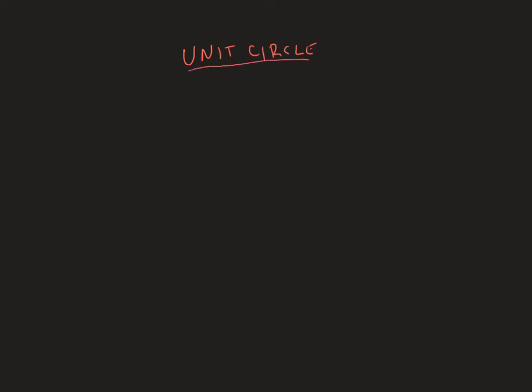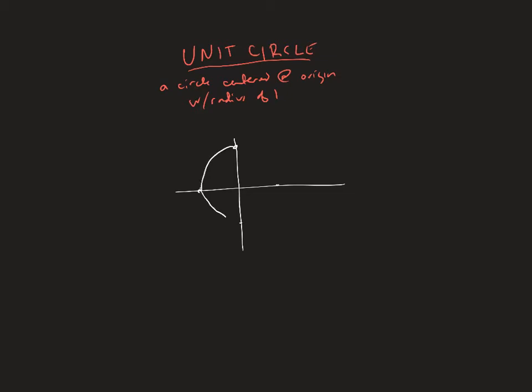All right, so let's talk about something called a unit circle. A unit circle is basically a circle centered at the origin and with a radius of 1. So I'm going to draw that unit circle. Need an x and y axis. Have a radius of 1 all the way around. And we got a circle like this. Not the best circle I've ever drawn, but it'll work.